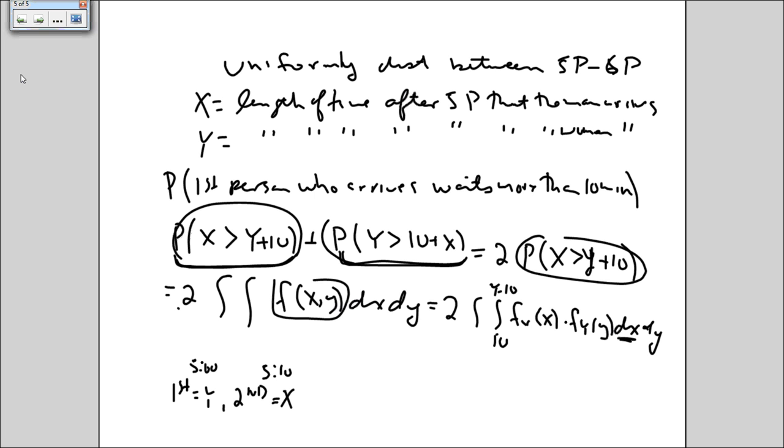I want to use that one instead. Y is bigger than x plus 10. That means that y minus x is at least 10. So x came first.